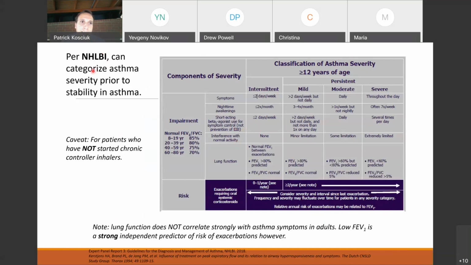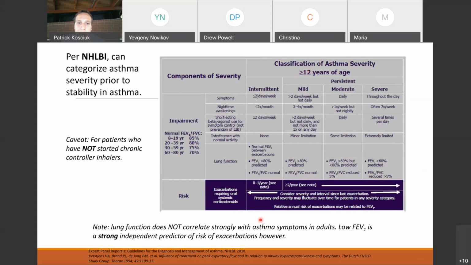So you can use NHLBI to determine how severe someone's asthma is even before you've got them on controller medications. This is off the bat, de novo, new diagnosis of asthma. You can categorize them into intermittent, mild, moderate, or severe. So just something to know about.